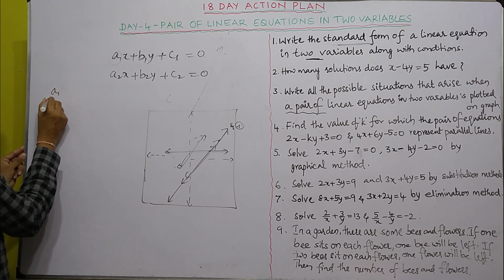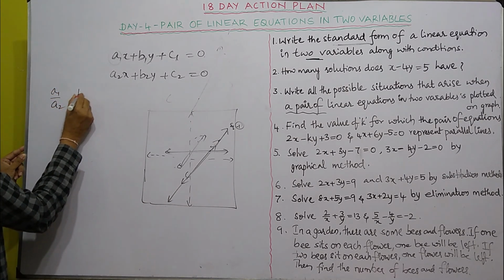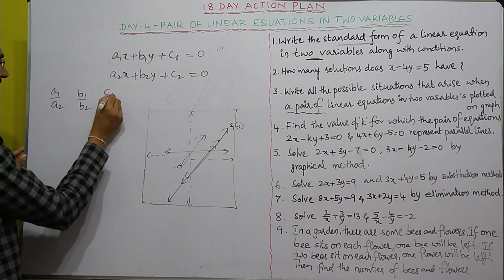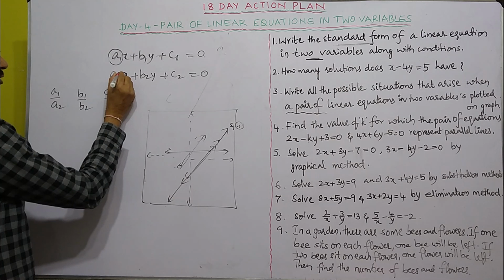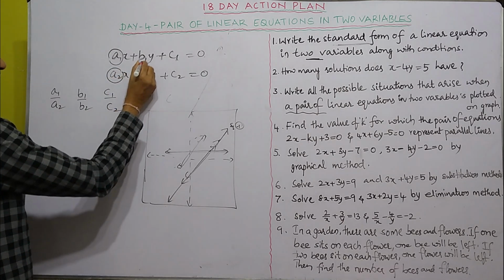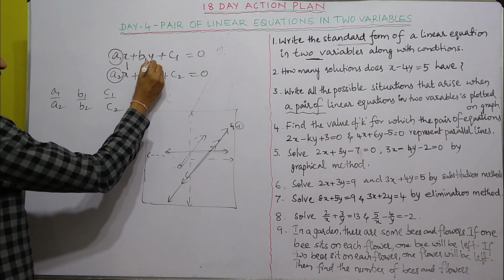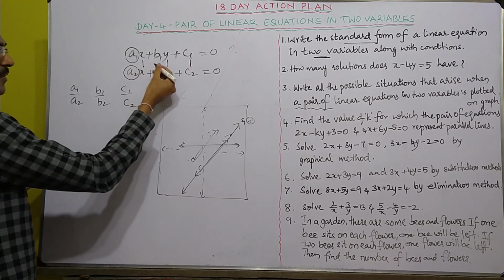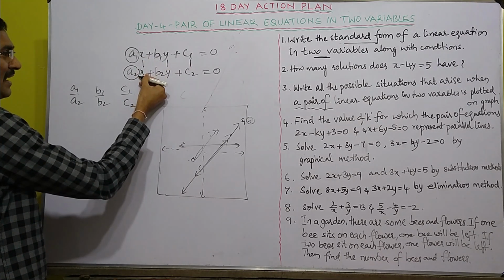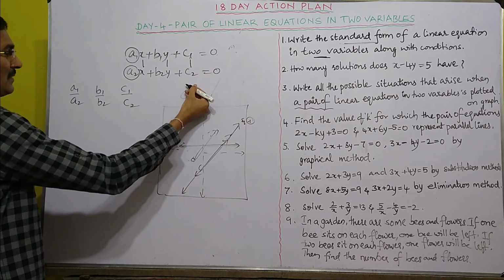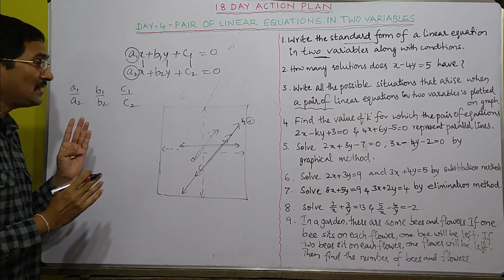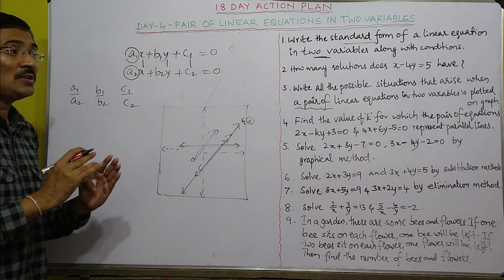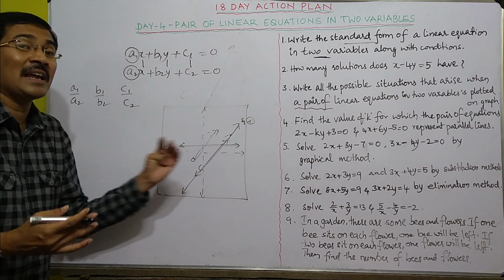Simple. Take a1 by a2, b1 by b2 and c1 by c2. That means the coefficient of the first equation by the coefficient of the second equation every time. Of that of x, that of y, that of the constant. Keep on taking. That is a1 by a2, b1 by b2, c1 by c2. Now if you take these and you will have some values, depending on their values you can decide what the nature of the graphs can be.